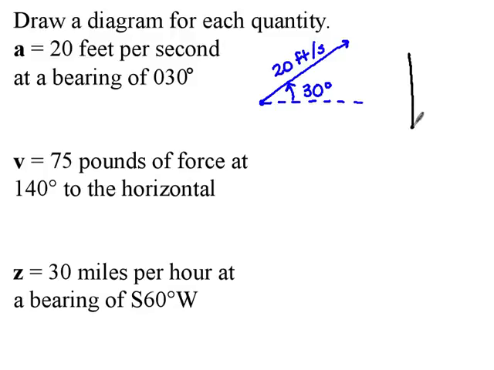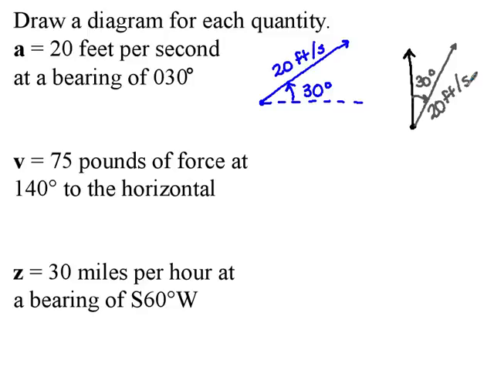Whenever you see that 030, that means that you measure from the north direction. So you might see it written this way as well. And this would be 30 degrees, and this would be at 20 feet per second. So it all depends. You will use this second one if we've got some word problems and that's what they tell you.